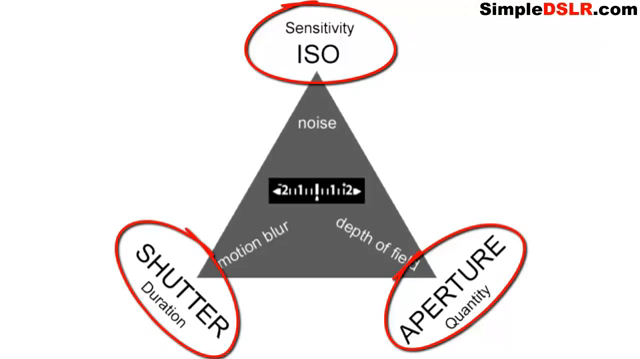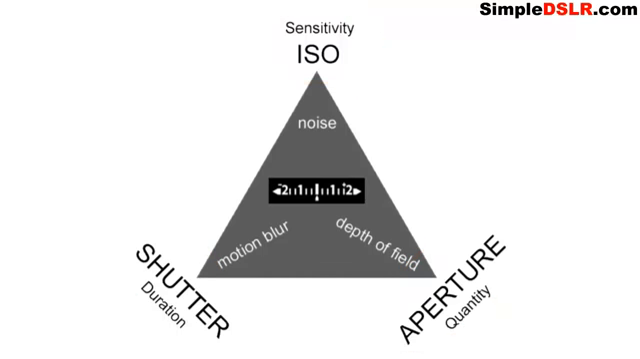Well, that's basically all there is to a camera and to exposure. If you understand these three concepts, the shutter, the aperture, and the ISO, you really understand everything about the camera, because that's really all there is. All the bells and whistles, all the other features are all built around these three.